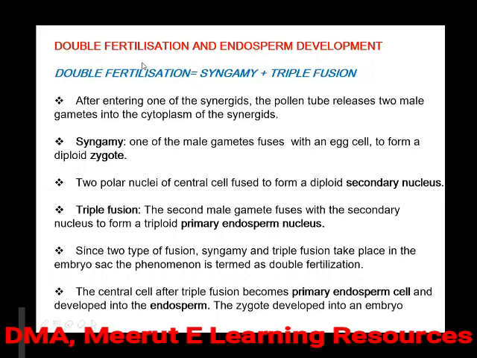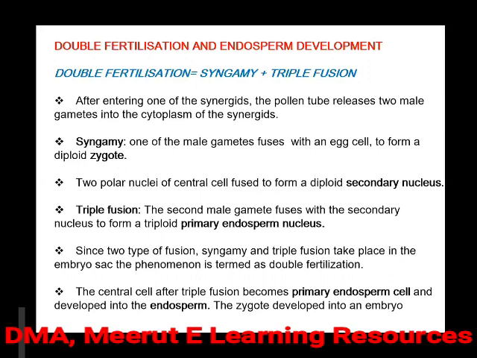If we talk about it in a simple way, double fertilization is simply syngamy plus triple fusion. What do you mean by syngamy? Syngamy means fusion of male and female gametes. And what is triple fusion? You know that in an embryo sac there are two polar nuclei. So a male gamete is going to fuse with two polar nuclei. This is what is called triple fusion.